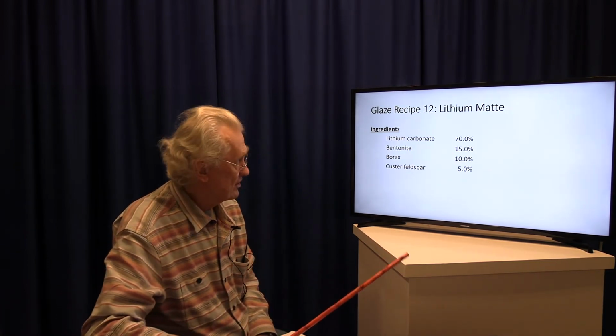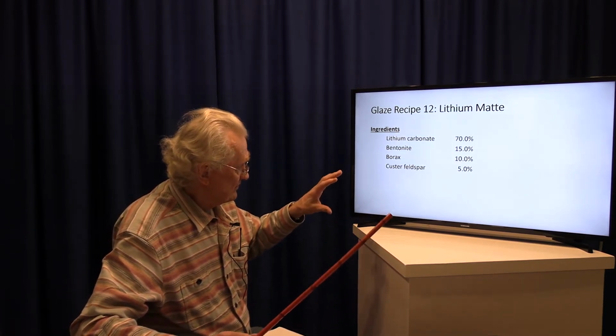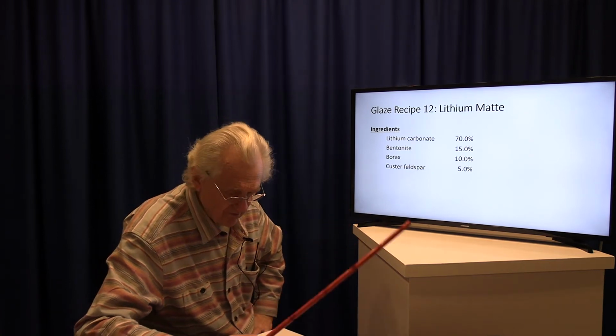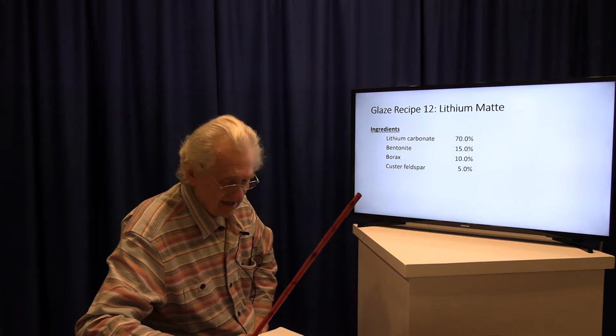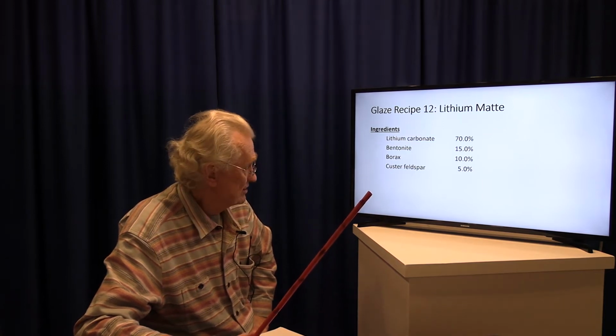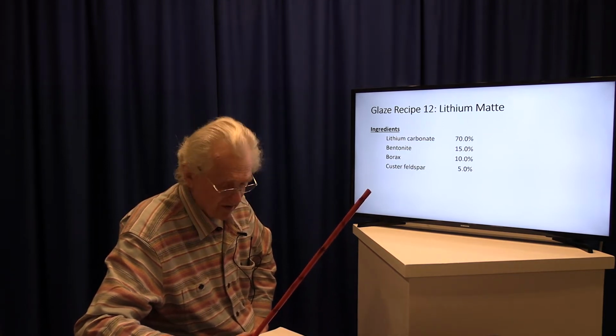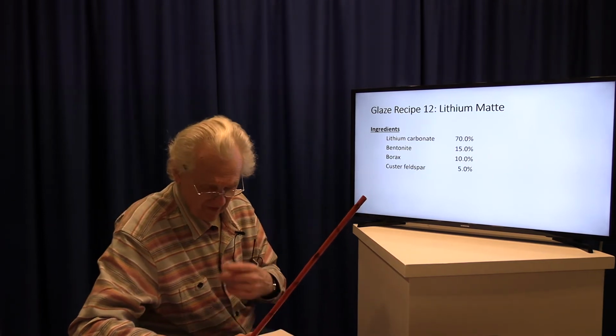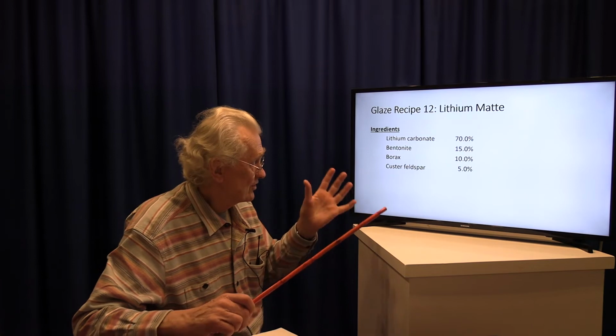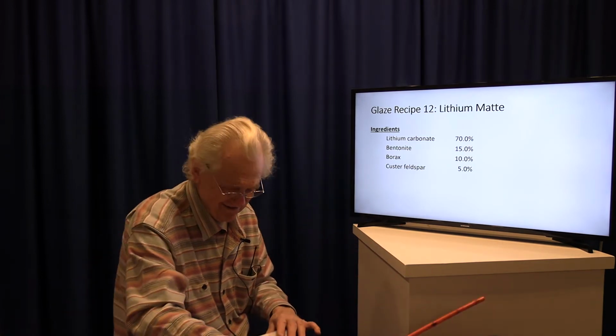So if you don't know what this firing temperature is, I think it's supposed to be a cone 6 glaze, but it's going to be matte at earthenware temperatures. It's going to be crusty. At cone 6, it's probably going to be runny, and it's also going to crawl. So I'm not sure where you'd use this glaze.